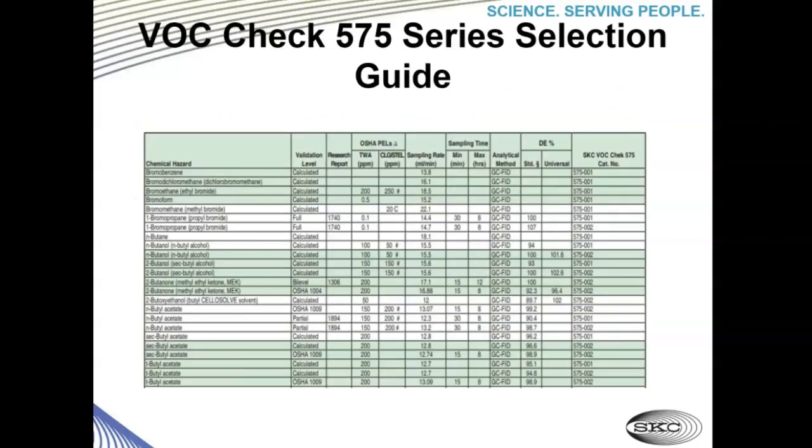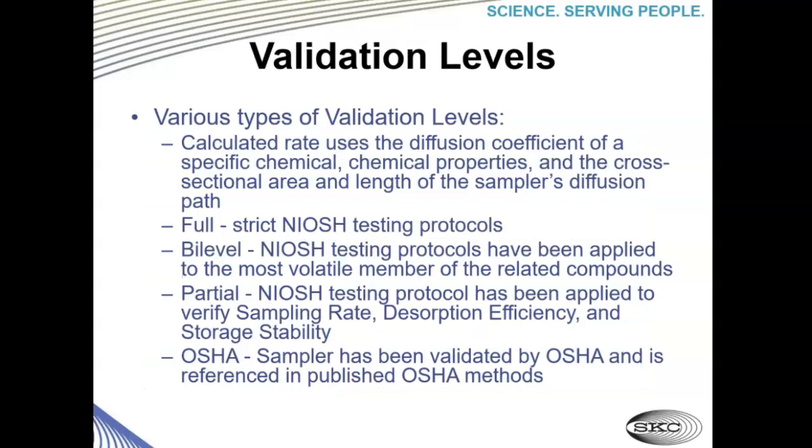Here's a picture taken out of our catalog regarding the 575 series samplers. You can see on this table we have validation level, sampling rate, and desorption efficiency. We'll look at the validation levels first. There are various types of validation levels. A calculated rate uses the diffusion coefficient of a specific chemical, the chemical properties, and the cross-sectional area and length of the sampler's diffusion path. As a note, this is not a validated rate, just a calculated rate.